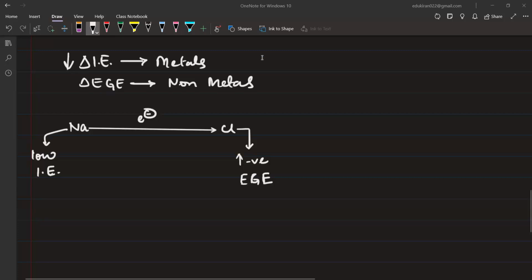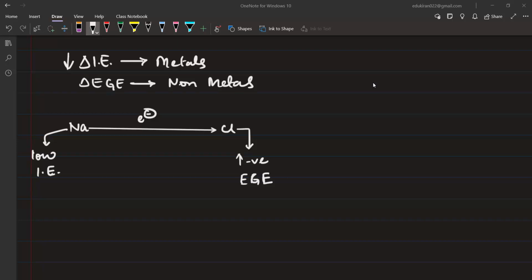Please remember that also. If you put sodium on its own, it is not just going to shower out electrons. Sodium will give an electron only in the presence of chlorine, only in the presence of bromine. That means if there is someone who is accepting electrons, then only sodium will give the electron. Okay, so these are the concepts that you have to be very clear of.